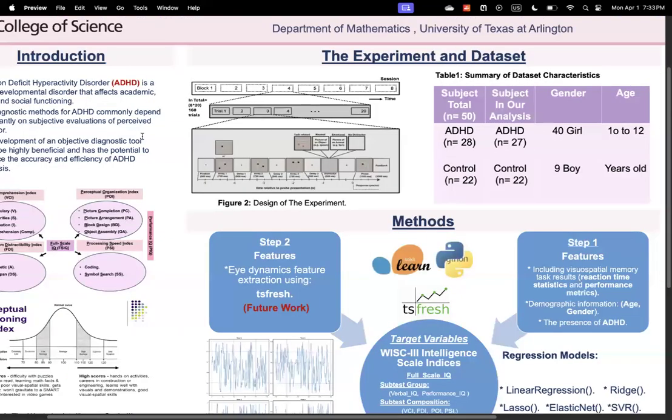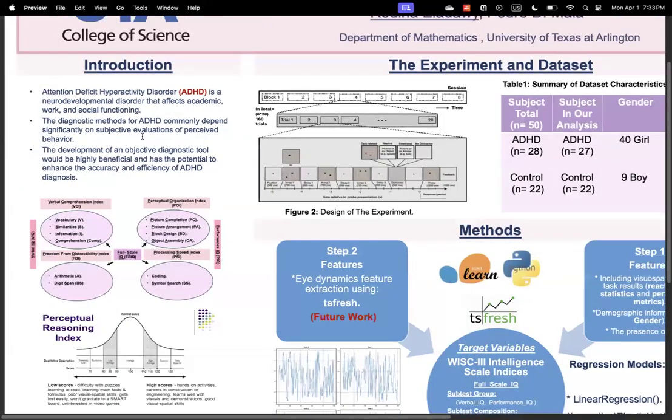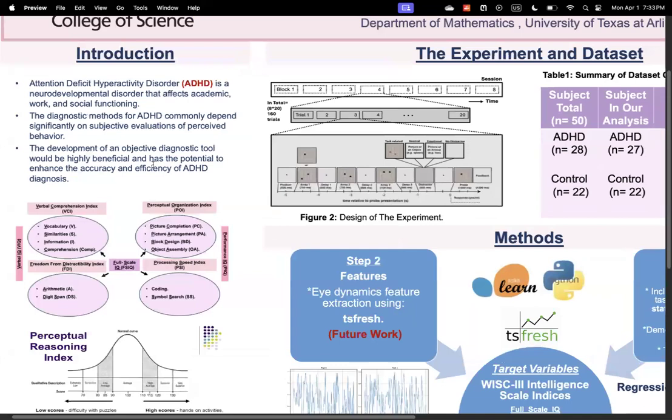ADHD stands for Attention Deficit Hyperactivity Disorder. It is a common cognitive disorder affecting children. ADHD can interfere with education, social, and emotional development. So early detection is essential for helping children to mitigate this disorder. So how will we know whether someone has ADHD or not?